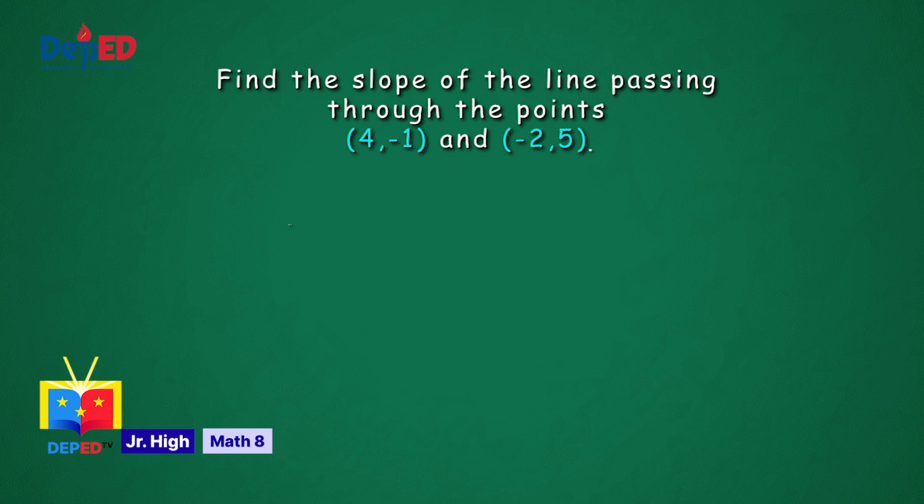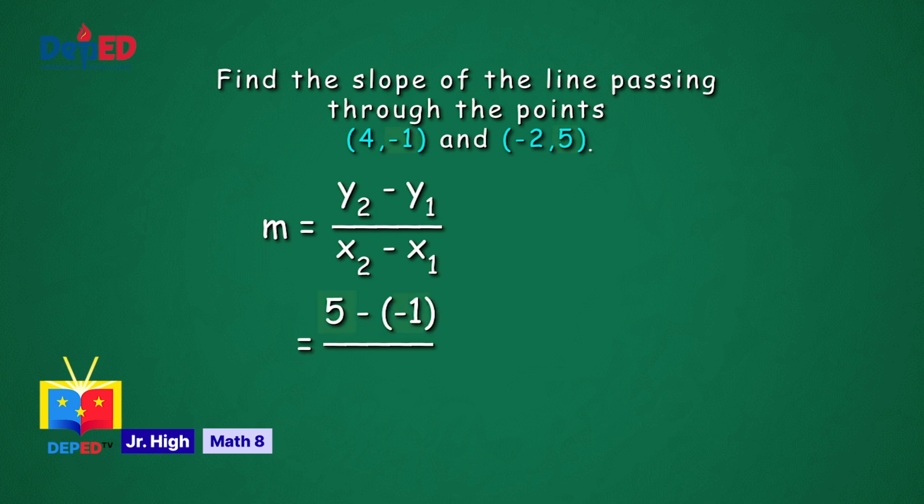Let us now try to find the slope of the line passing through the points 4, negative 1 and negative 2, positive 5. So we assign the coordinates the respective variables. Now, the slope m is equal to y sub 2 minus y sub 1 all over x sub 2 minus x sub 1. By substituting the variables, we will have 5 minus negative 1 all over negative 2 minus 4.